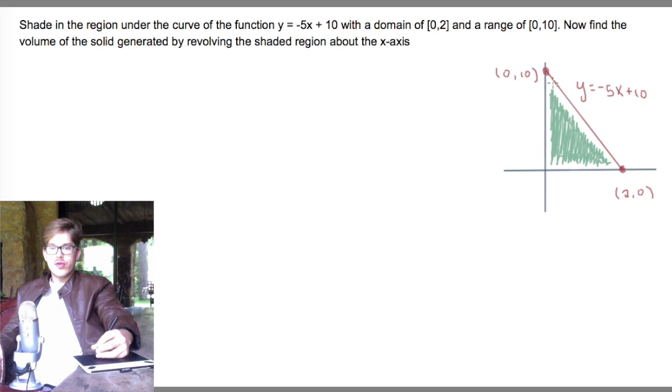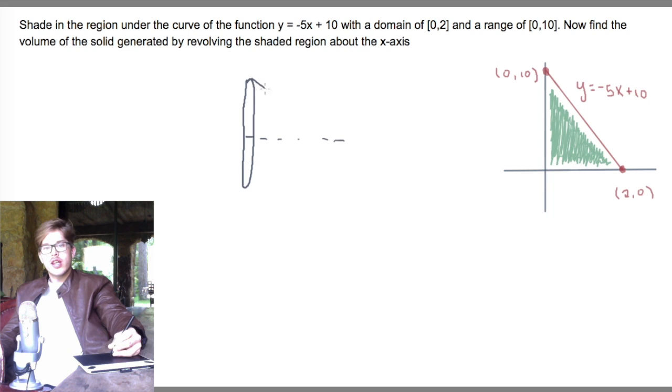All right, so we have the shaded region. Whenever we rotate this curve about the x-axis, what would we form? Well, if we rotated it over the x-axis, here's our x-axis, here's our line y equals negative 5x plus 10. If we rotated it over, we would have this reflection about the x-axis, and we would form this cone. So the question is asking us to find the volume for this cone.